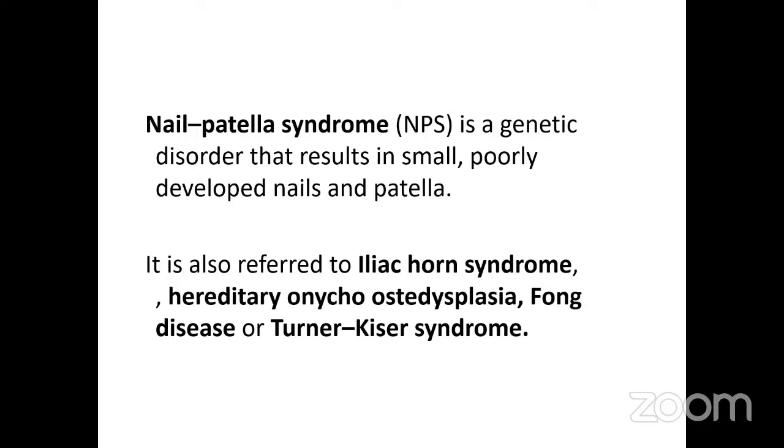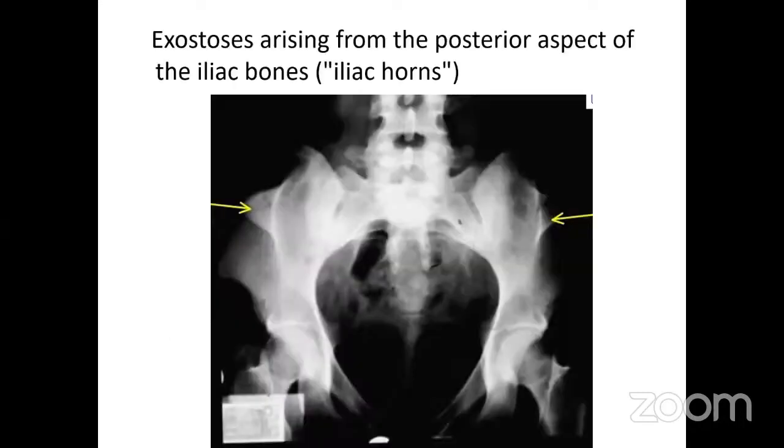Why? Because the majority of the patients with nail patella syndrome will have iliac horns. So it is otherwise called hereditary onycho-osteo dysplasia. Onycho means nail and osteo means bone, so both are dysplastic. Other synonyms are Fong disease or Turner-Kieser syndrome also. So here you can see some exostosis arising from the posterior aspect of the ilium. These horns are called the iliac horns, and they are classically associated with nail patella syndrome.